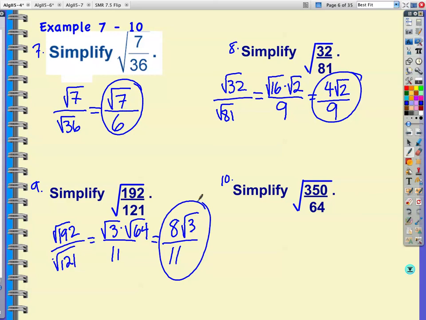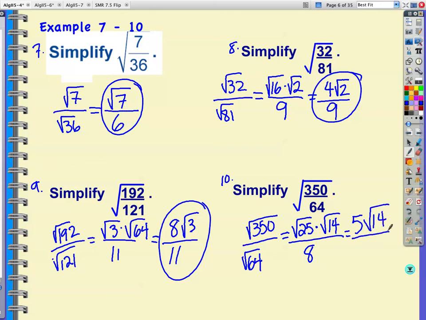Number 10, square root of 350 divided by square root of 64. Now I have kids who are like, well, I don't know what to do, 350 is such a big number. Remember 25? Yeah. Take square root of 350 and divide by square root of 25. Okay, that'll at least get you somewhere. You may have to do more reducing later, but it so happens to be square root of 25 times square root of 14. Square root of 64, how nice, works out to be 8. Square root of 25 is 5. Square root of 14 over 8. 5 over 8 does not reduce, and square root of 14 is done, so I'm done with that problem.